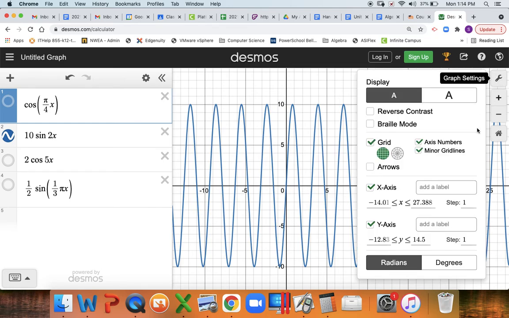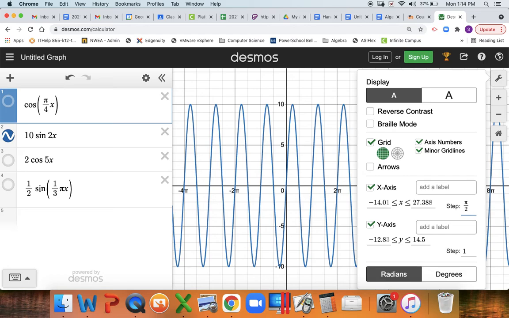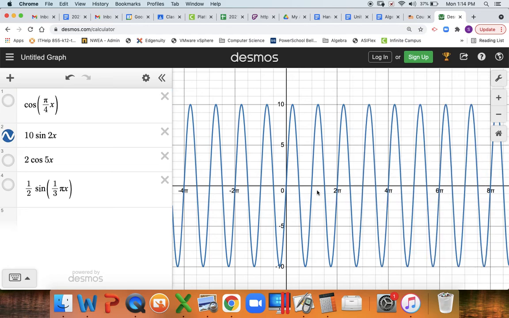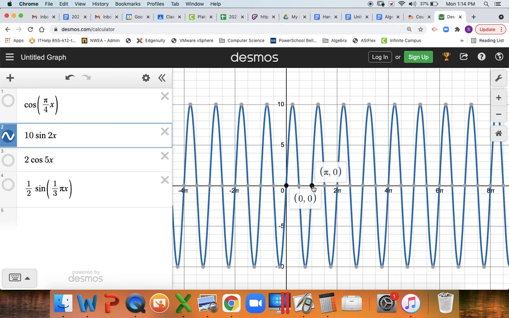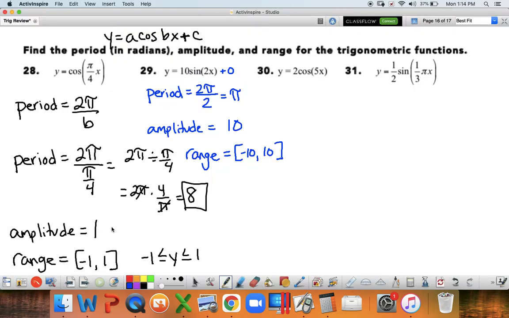So I'm going to click on this wrench here, and I'm going to change my step value so I can see everything a little better. I'm just going to type in pi for pi divided by 2. So that I can see, okay, my sine curve starts right here at 0, 0, goes up, goes down, goes back up, and then yes, at pi, it starts itself all over again. So that's what the period is. How long does it take to complete a full cycle of the sine curve? And yep, we go from -10 up to +10 on our y-axis, so that confirms that our range and our amplitude are correct. Go ahead, try 30 and 31 on your own.